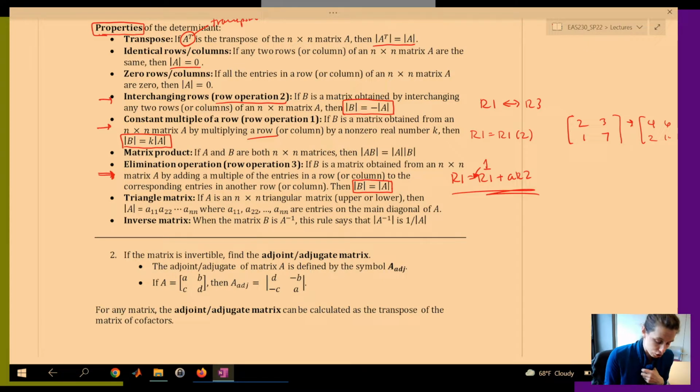The last ones, so here we have matrix product. If A and B are both matrices, then the determinant of A times B is the determinant of A times the determinant of B, so the determinant is multiplied separately.